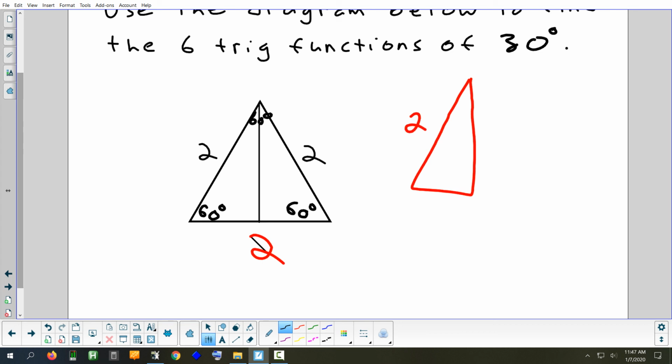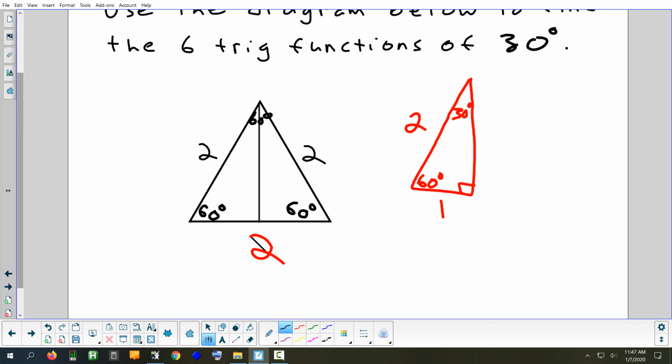That side is still 2. That side is 1. That's 90 because we drew in an angle bisector, which also is perpendicular to the opposite side, at least in an equilateral triangle. That's 60. That's 30. And how would I get the height of that triangle?